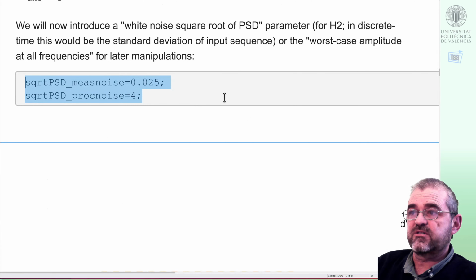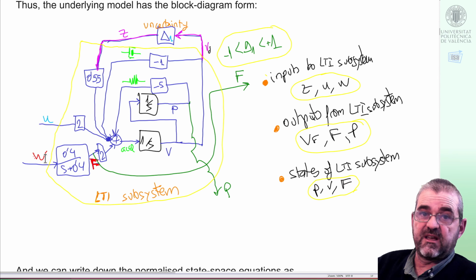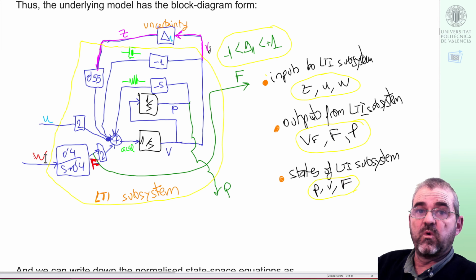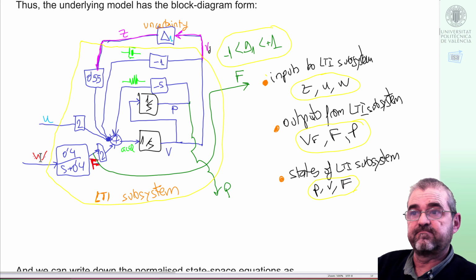We will introduce some process noise and measurement noise parameters. Those weights will be incorporated to the weighted generalized plant. This process noise parameter 4 will tell me that this W has 4 squared as the power spectral density constant at all frequencies, white noise, if I am doing H2 optimization, or that it has a worst case amplitude of 4 if I am doing H-infinity optimization.